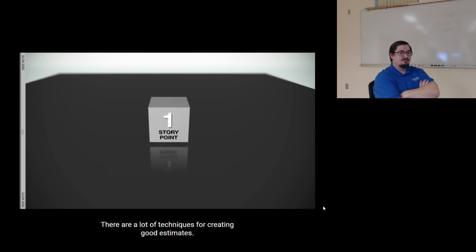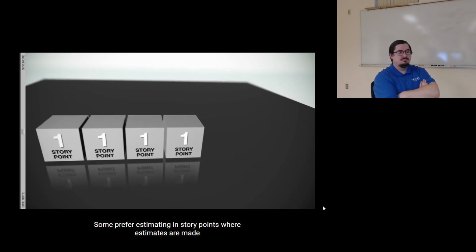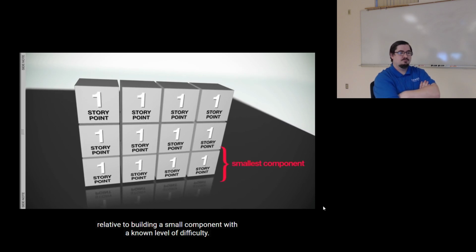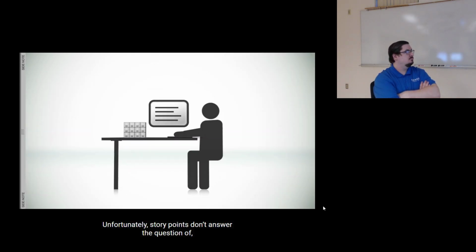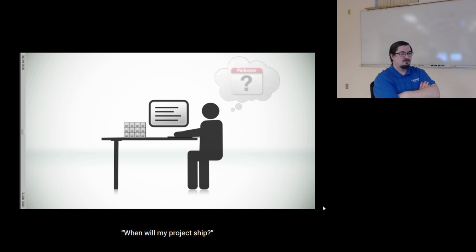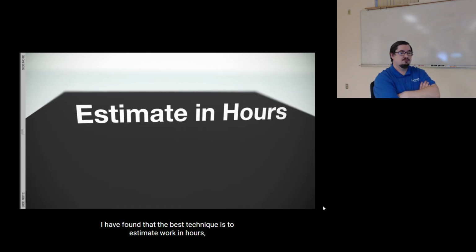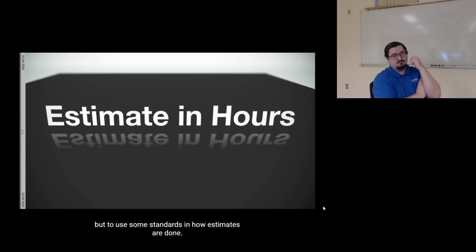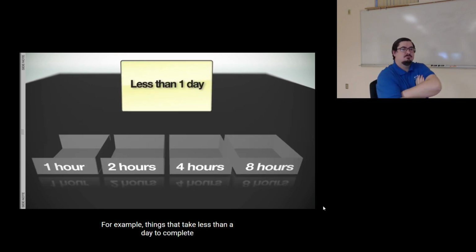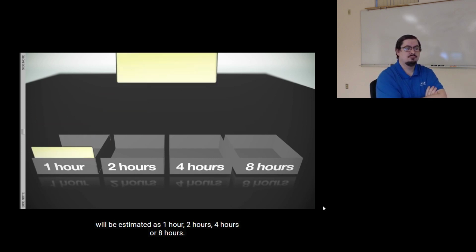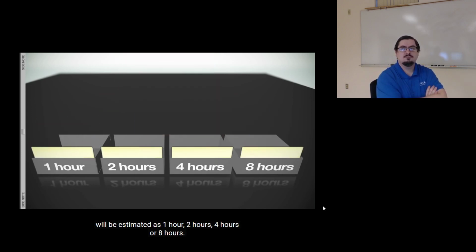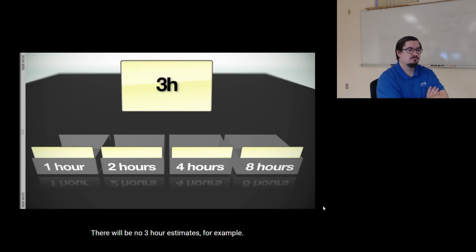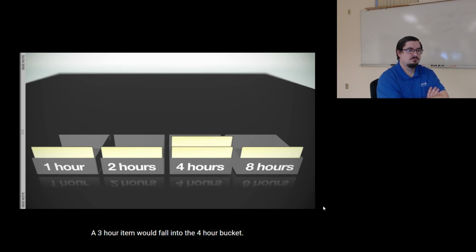There are a lot of techniques for creating good estimates. Some prefer estimating in story points, where estimates are made relative to building a small component with a known level of difficulty. Unfortunately, story points don't answer the question of, when will my project ship? I've found that the best technique is to estimate work in hours, but to use some standards in how estimates are done. For example, things that take less than a day to complete will be estimated as 1 hour, 2 hours, 4 hours, or 8 hours. Every item will fall into one of those buckets. There will be no 3-hour estimates, for example. A 3-hour item would fall into the 4-hour bucket.